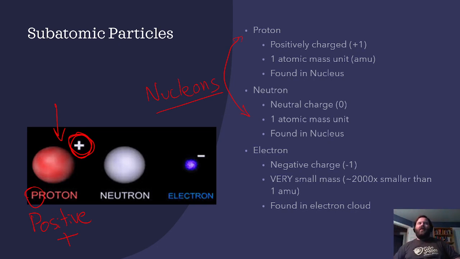Electrons have an extremely small mass, around 2,000 times smaller than the proton, and they're found in the electron cloud, they're not in the nucleus. Okay, so those are our 3 basic building blocks, and every atom is made of at least the proton and the electron, but almost all of them have all 3 of these.